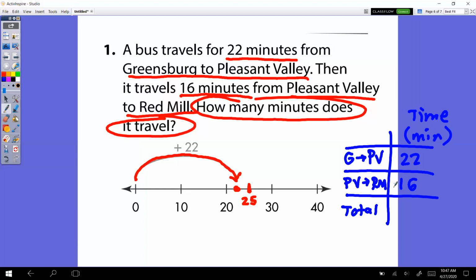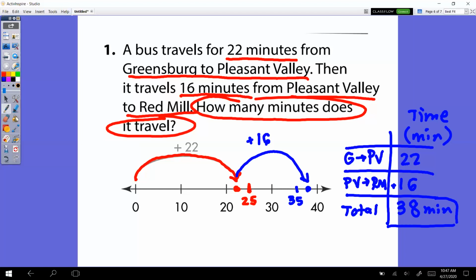Okay, 2 plus 6 is 8. We don't need to regroup. 2 plus 1 is 3. So I know he spent 38 total minutes traveling. Okay, now it's a lot easier to figure out where 38 should be on our number line. Okay, we know our midpoint between 30 and 40 is going to be 35. 38 is more than 35, so it's going to be somewhere around here. So the second part of the trip is going to be the 16 minutes that we added to the 22 minutes on their trip. Total of 38 minutes.